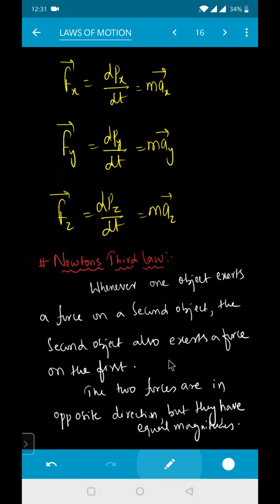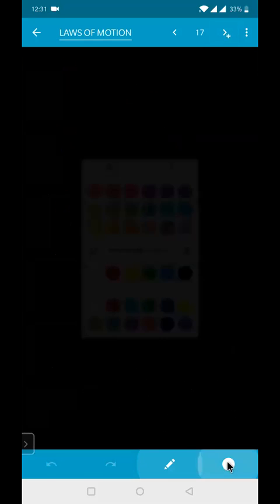So whenever one object exerts a force on the second object, the second object also exerts the same amount of force on the first object, whether it is moving or not. Let's say, for example, when you exert a force on the wall, the wall also exerts the same amount of force on you. That is the reason you are not able to push the wall. If your force is greater than the force exerted by the wall, then the wall can break. Otherwise, if your force is equal to the reaction force of the wall, then there will be no net displacement of the body.